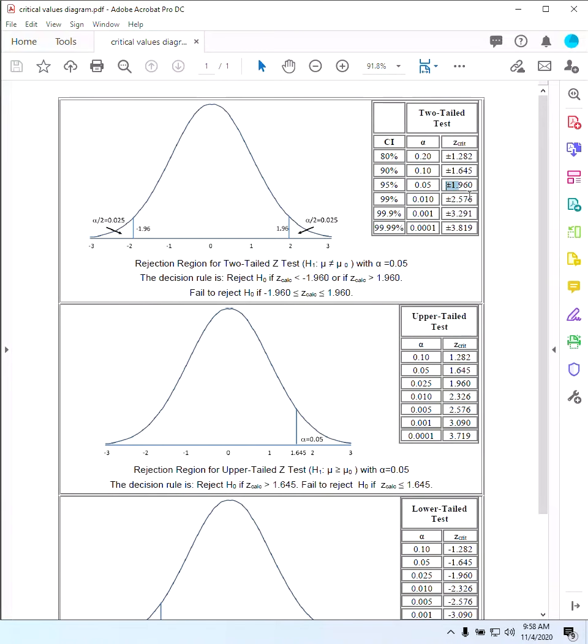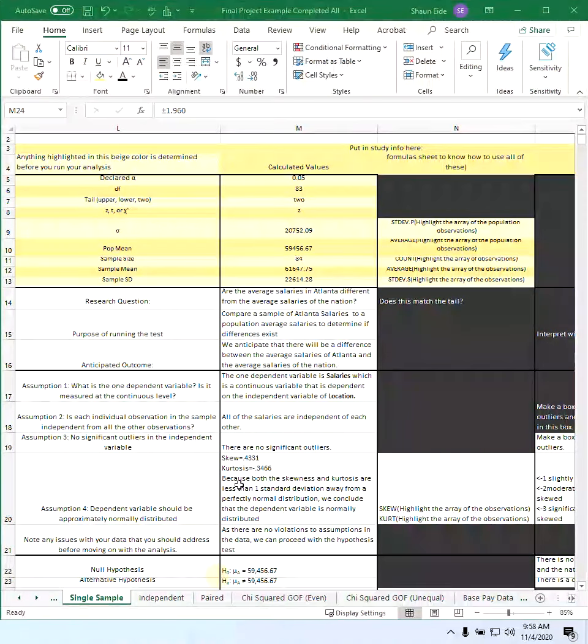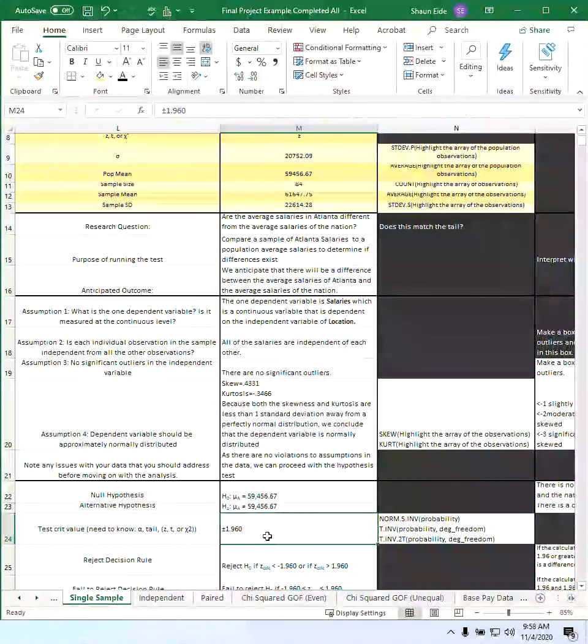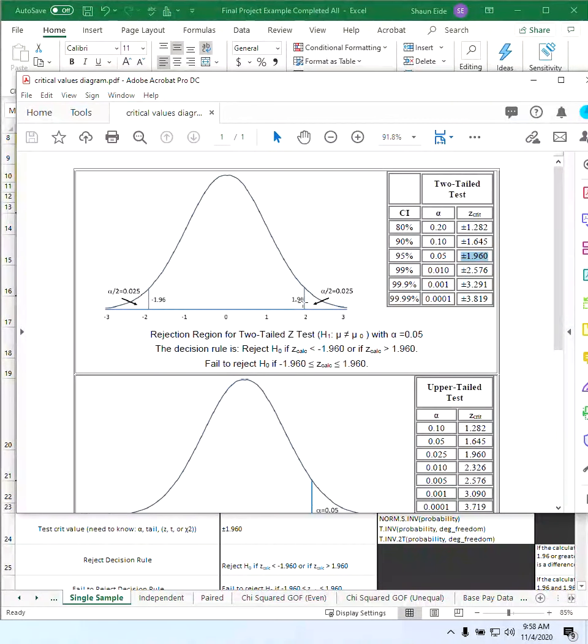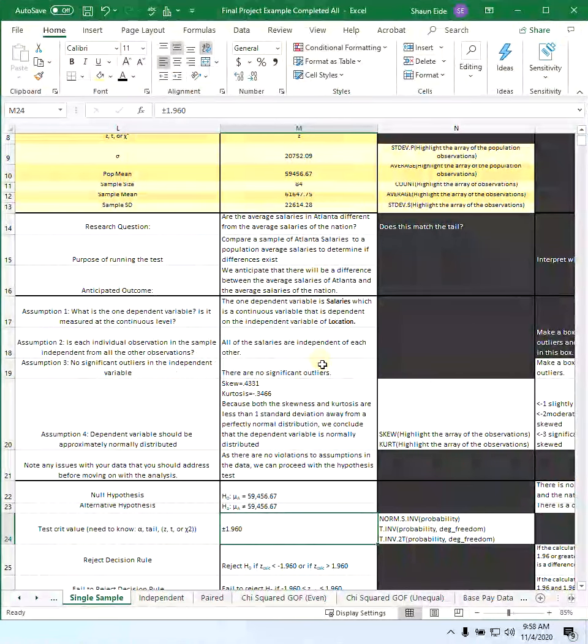Make sure that you have this and use this. So we are going to use plus or minus 1.96 for this critical value. And remember, the critical value is basically a threshold. If your calculated value does not pass that threshold, then we fail to reject the null hypothesis. If it does pass the threshold, then we reject the null hypothesis. Okay.